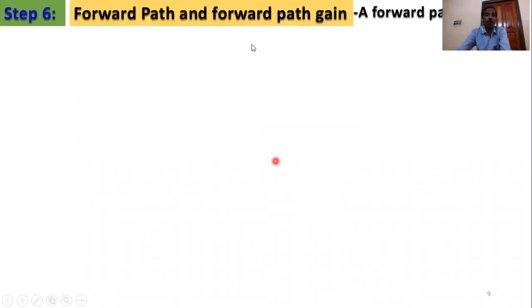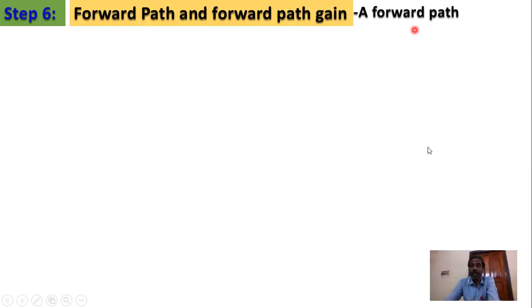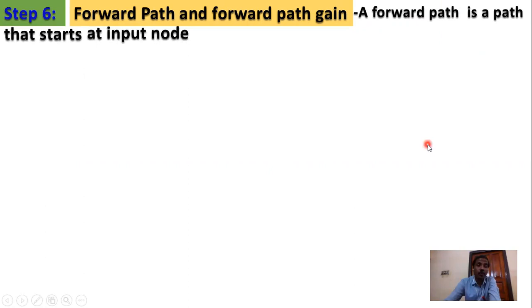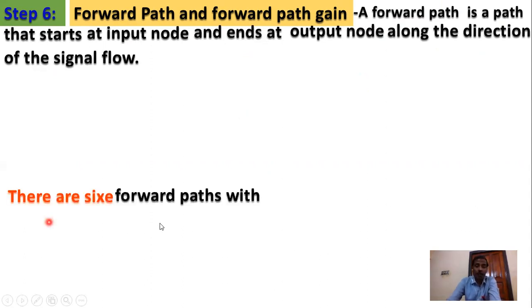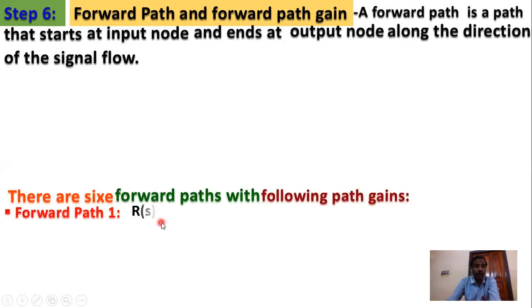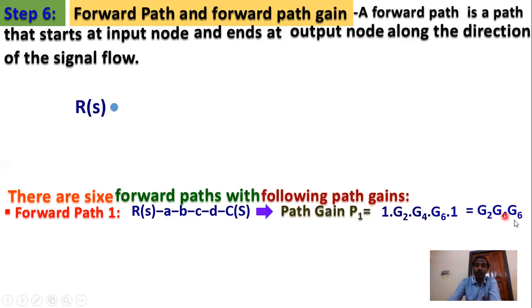Next, step number 6, forward path and forward path gain. A forward path is a path that starts at the input node and ends at the output node, along the direction of the signal flow. There are 6 forward paths with forward path gains. Forward path 1: R(S), A, B, C, D, C(S), and the path gain equals G2, G4, G6. This is R(S), next point A, and the path gain 1.